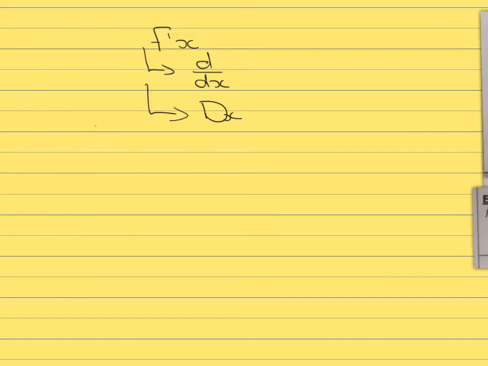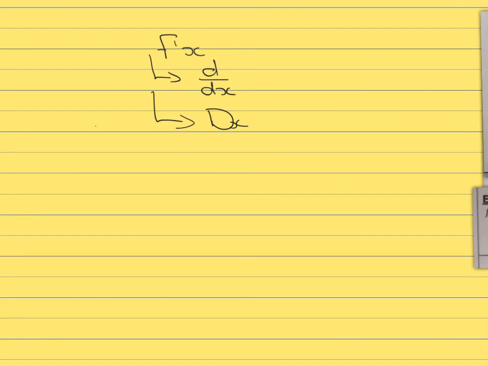Before we continue to the examples, just remember that the derivative f prime of x is exactly the same as d over dx. It says the same thing. And capital D with a little x, it's still the derivative of f(x).